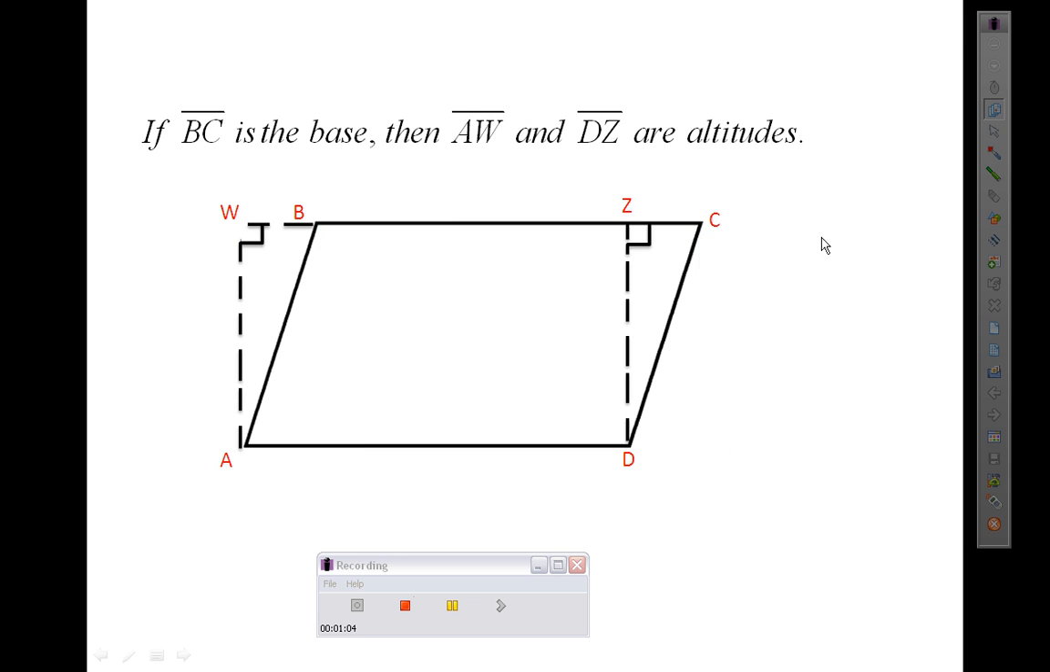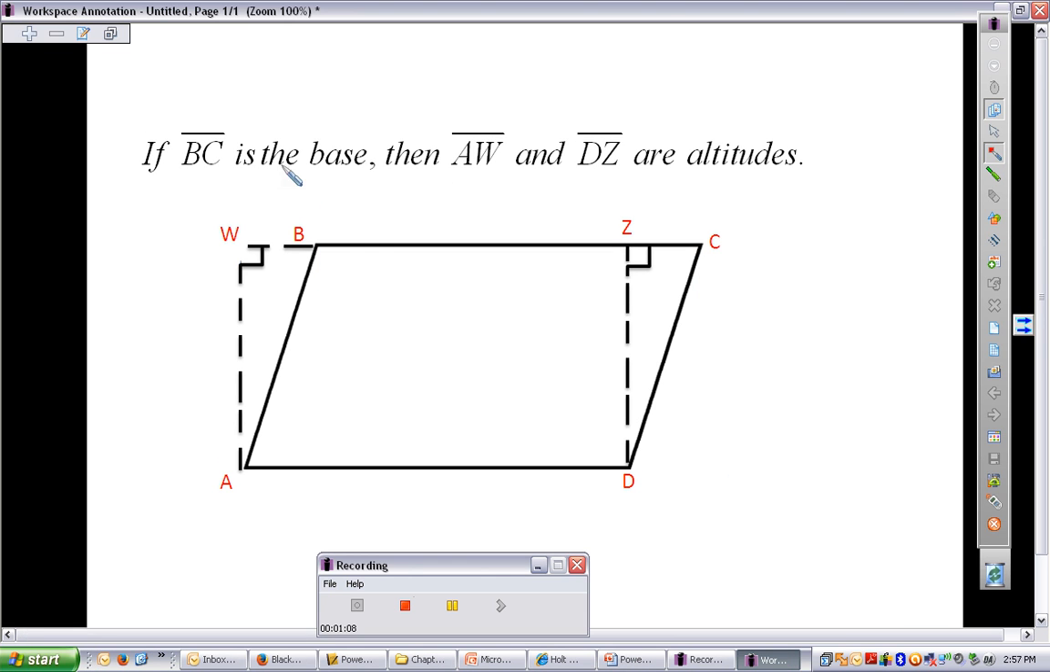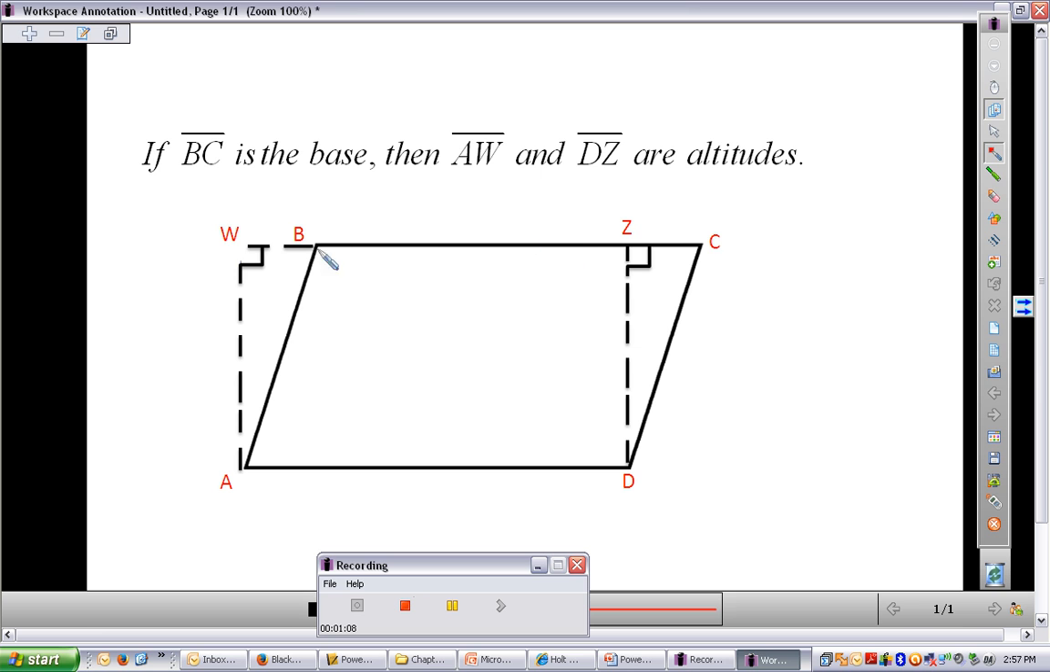So let's take a look at this a little further. Right here, in this next example, I have if BC is the base. So this time BC is the top, then AW and segment BZ are my altitudes. So as you can start to pick up on, my altitudes go to the base. So they start at a vertex and they go to form a 90-degree angle at the base. So wherever your altitudes go, that helps you determine what the base of the parallelogram is.